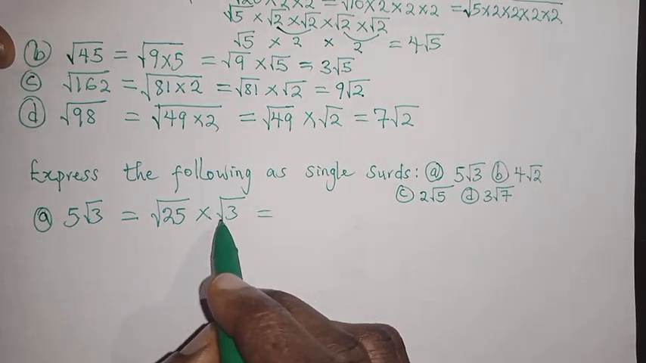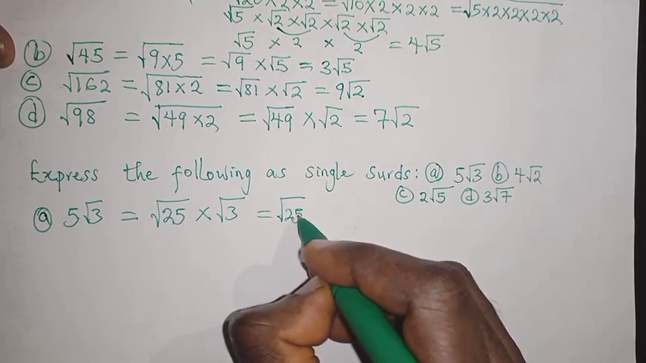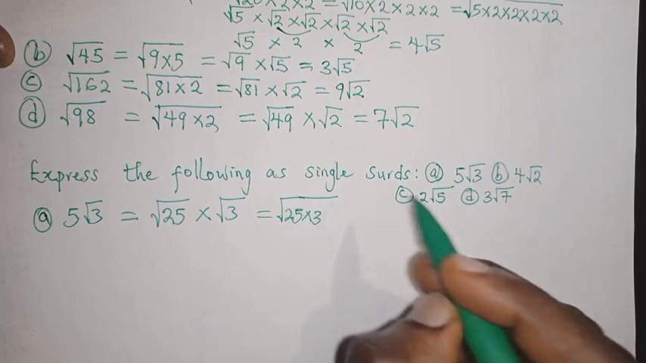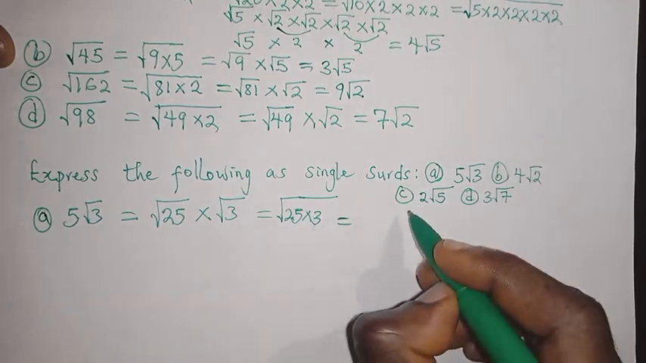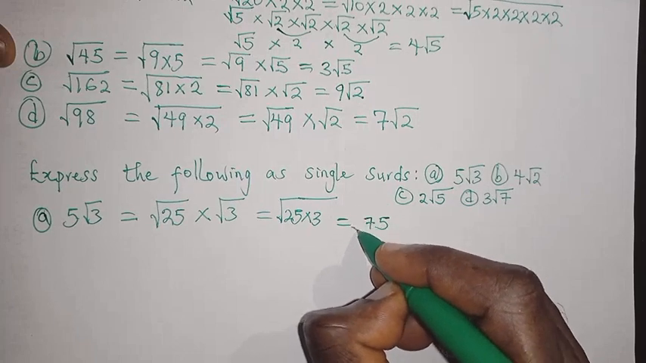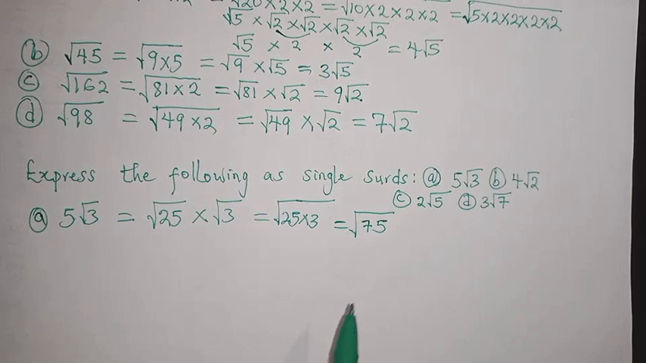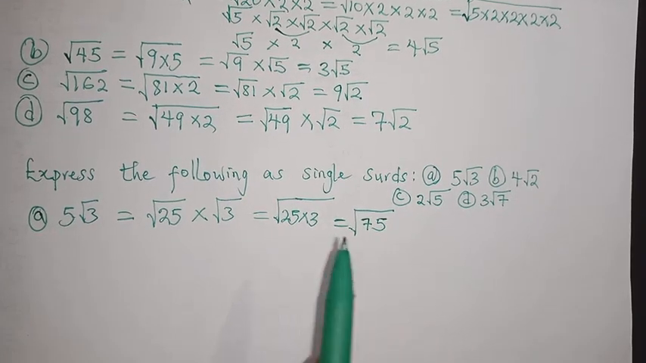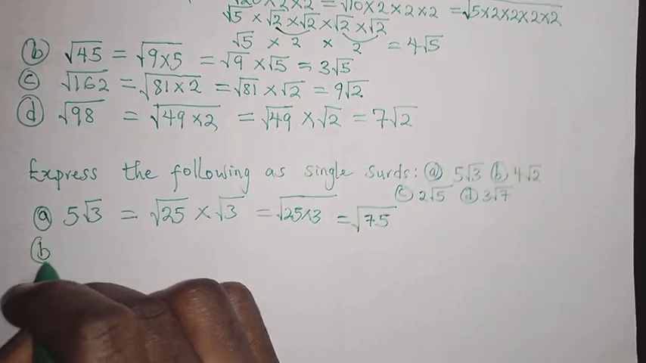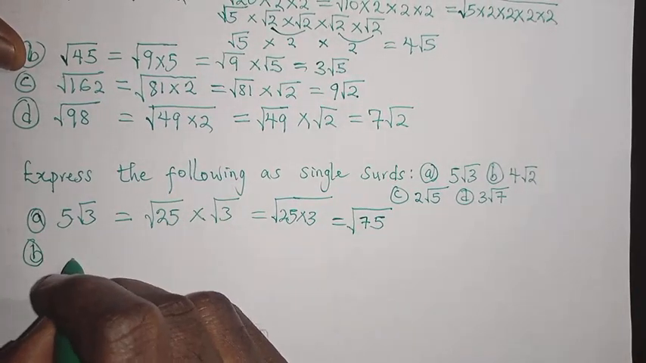Now, what is root 25 times root 3 going to give me? So 25 times 3. When I multiply them, what am I going to get? 3 times 5 is 15. 3 times 2 is 6, 7. So this is simply telling us that the single surd we have there is root 75. So just very simple. Just trying to show you how to play with surds.